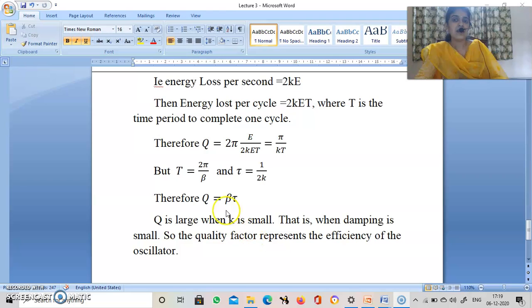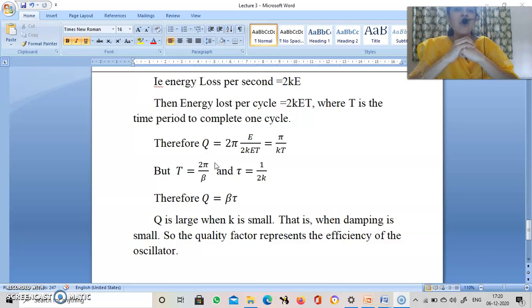Now, if Q is very large, if k is small, where k is the damping coefficient and it is directly related with the damping constant. So if k is small, Q will be large. When damping is small, that's the meaning. And so the quality factor represents nothing but the efficiency of the oscillator.